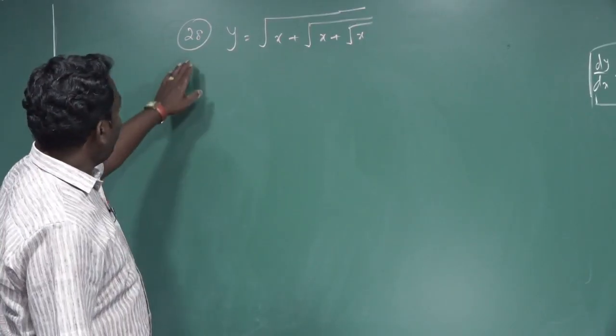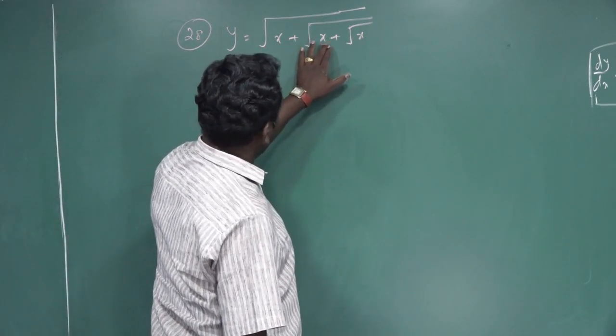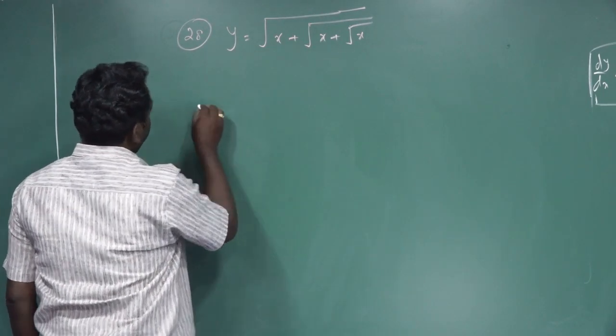Next, question number 28: y equal to square root of x plus square root of x plus square root of x. Again, we can take a square on both sides.